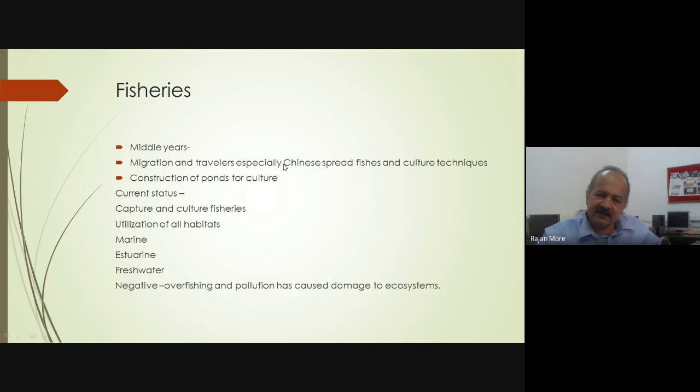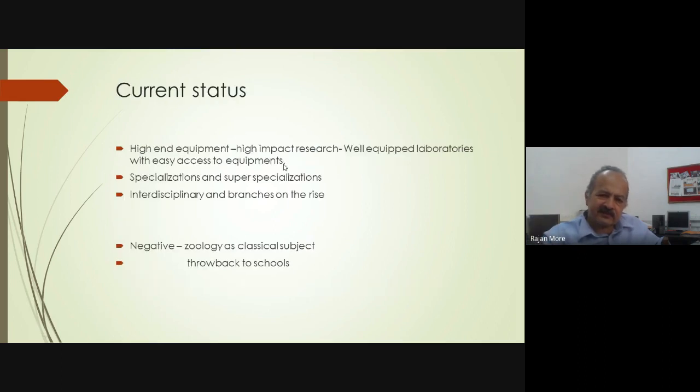And currently, I'll get directly to the point: culture and capture fisheries are carried out utilizing all the habitats, marine, estuarine, freshwater. And the last sentence is important, that is overfishing and pollution of all the water bodies has caused damage to the ecosystem, which I think, and all the scientists think, is not going to be repaired. So this is where fisheries is present.